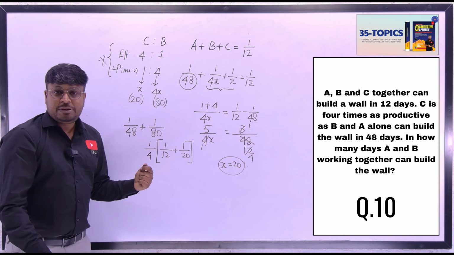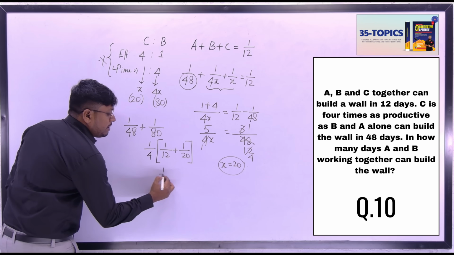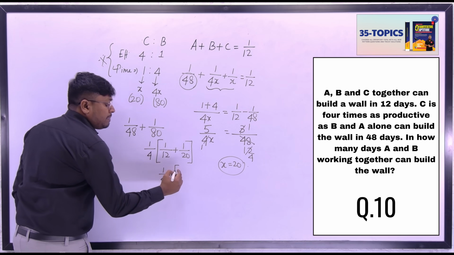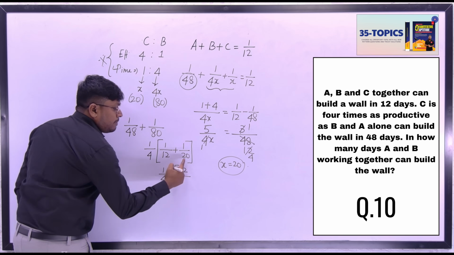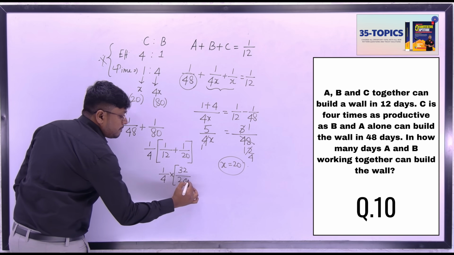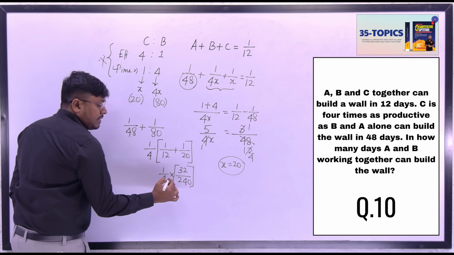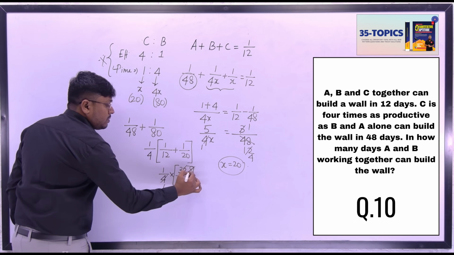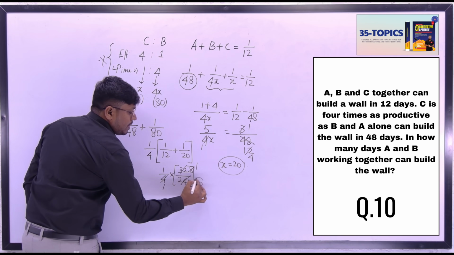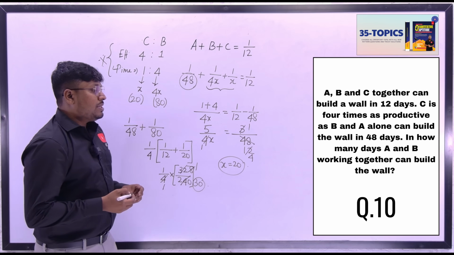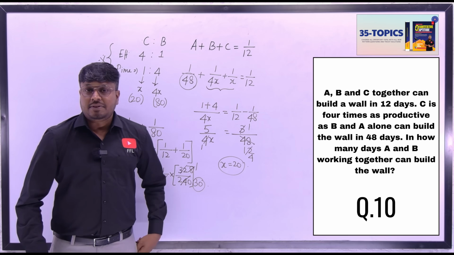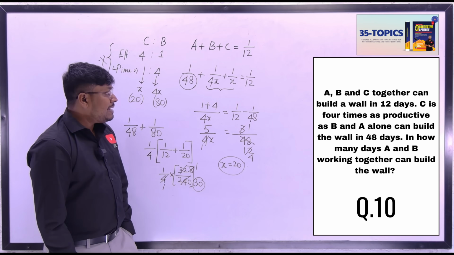Now taking an LCM is easy. So now taking the LCM, 1 by 4 into, this will be 20 plus 12. So 20 plus 12 will be 32, divided by 20 into 12, which will be 240. So now we can cancel it. I think 1 times, this will be 8 times, 8 fours are 32. So 1 by 30. So the answer will be 30 days. So if A and B are working, they will be completing the work in 30 days, right? Easy or not? Easy question.